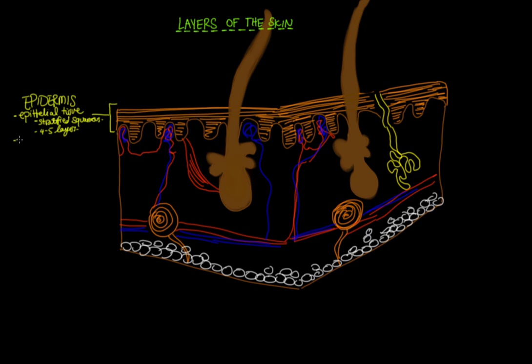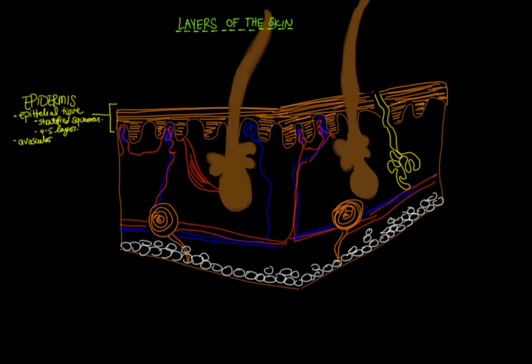It is also an avascular layer. And what this means is that it does not have its own blood supply. However, you'll see that it lies in very close proximity to capillary loops and blood vessels, but that is found in the layer below.